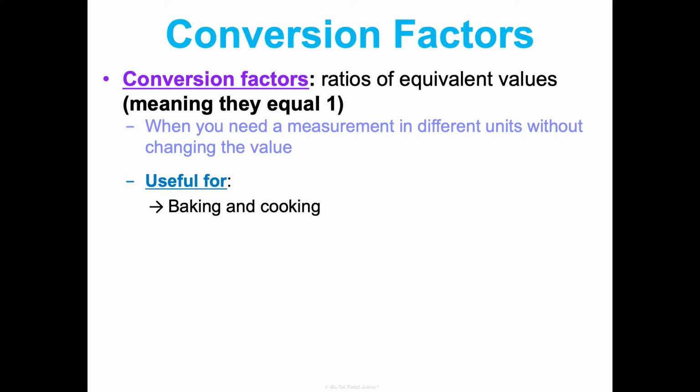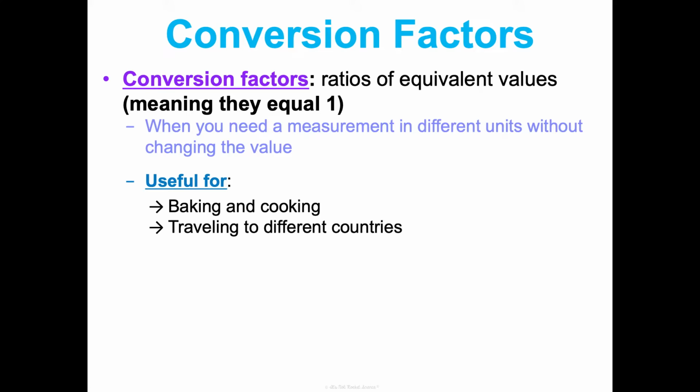So when you're baking and cooking, like I have a recipe for pancakes and it makes 10 pancakes. But if I have some friends over, I'm going to need to make like 30 pancakes. I'm going to have to take all of the ingredients and times them by 3 and convert them into 3 times the value so that I know how much I need to make.